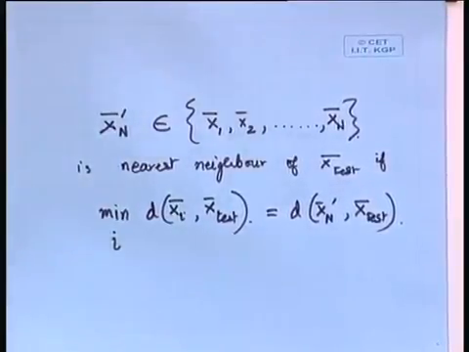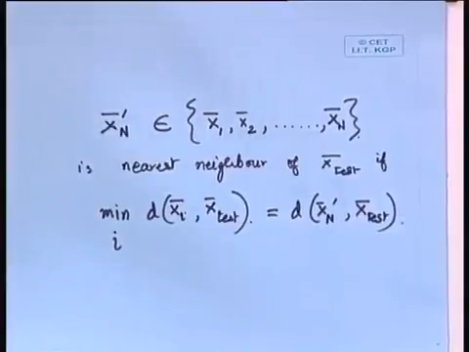So then what are we going to do? We have found out the Xn prime. So then the corresponding dn prime, which is the response, is going to be the response that we are going to consider for X test. Is that understood? Okay. Let me give you a very simple example.